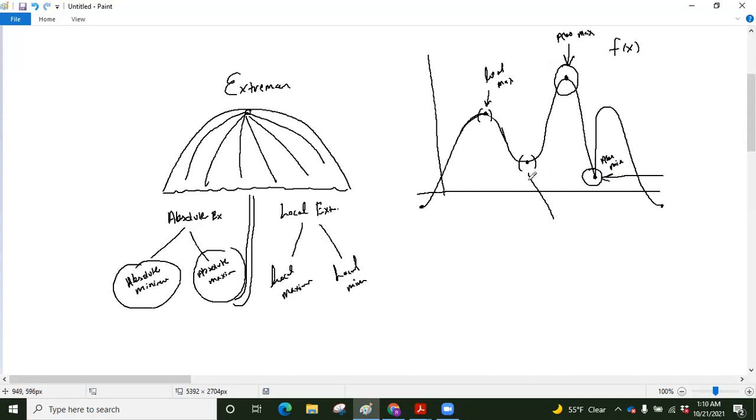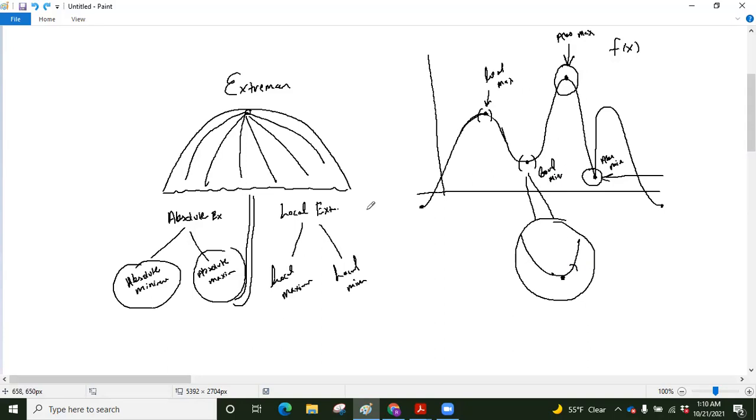Because if we zoom in on this point, we'd see something like this. And if we look in a small neighborhood, a small area in close proximity surrounding this point, there are points around it, but they're all higher than this point. This is the lowest of all the points. This point's higher than this point. This point's higher than this point. So we would call this a local minimum.